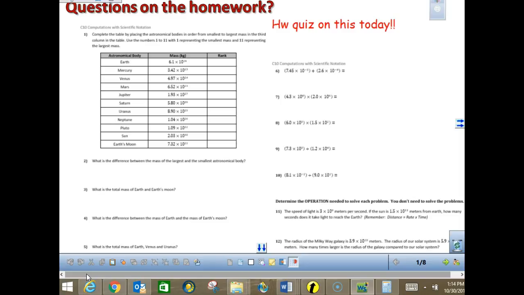So what do you have to do in questions 2, 3, 4, 5, and 6 that you did not have to do in 7 through 10? What has to be the case when we add or subtract? I'm looking at that. What is that?